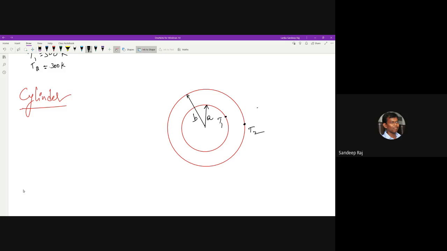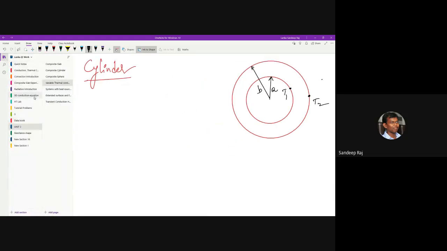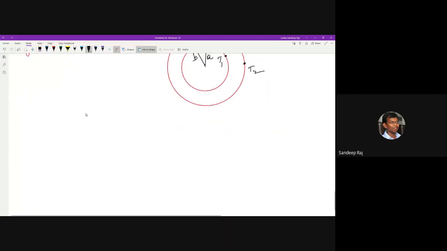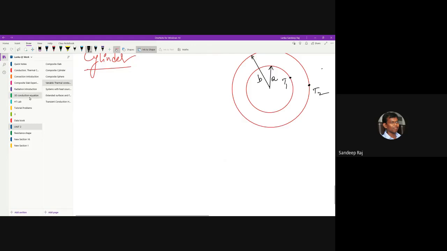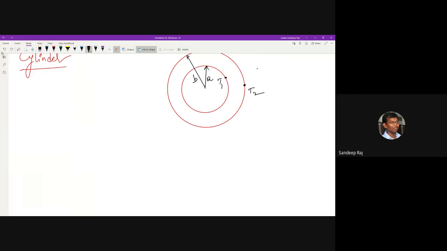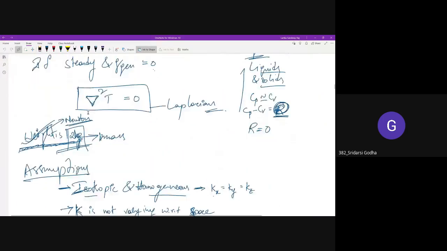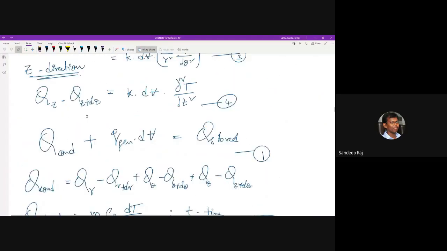Now, if I have to take the governing equation, how will the governing equation be here? Can somebody tell me what is the governing equation here? Yes, somebody please respond. One by r d by dr of r dT by dr. Correct.